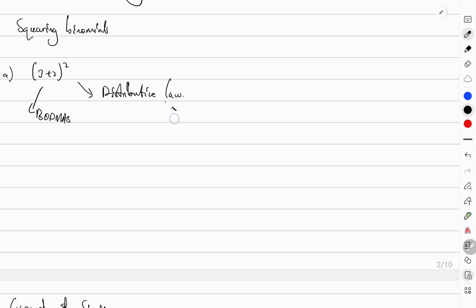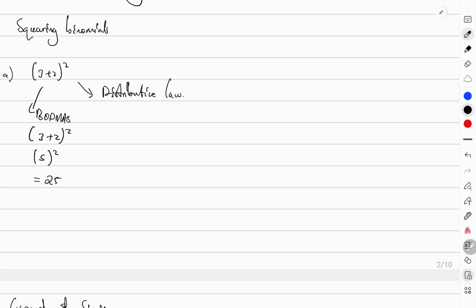We have squaring binomials. We are going to use distributive law, and we are also going to use BODMAS, and let us see if the answer will still be the same. So if I am having 3 plus 2 all squared, I'll use BODMAS. BODMAS means deal with the bracket first. I'll have 3 plus 2, which is 5, and what is 5 squared? I'm going to have a 25.